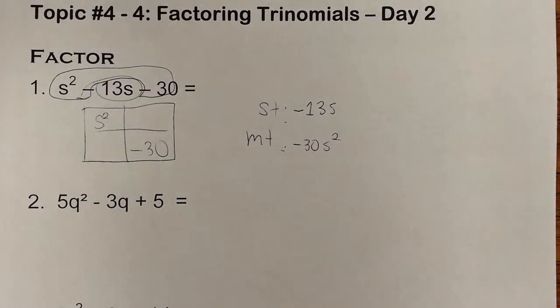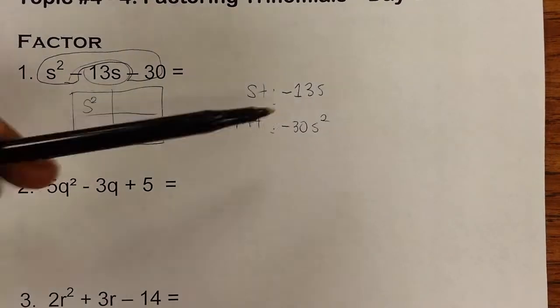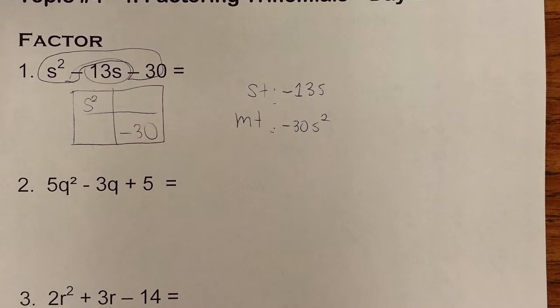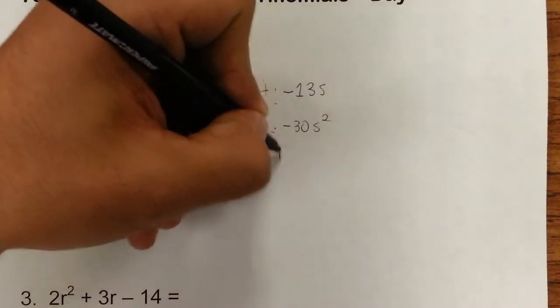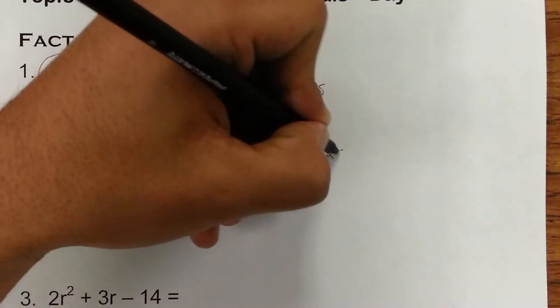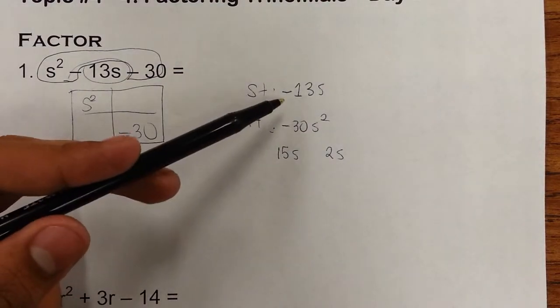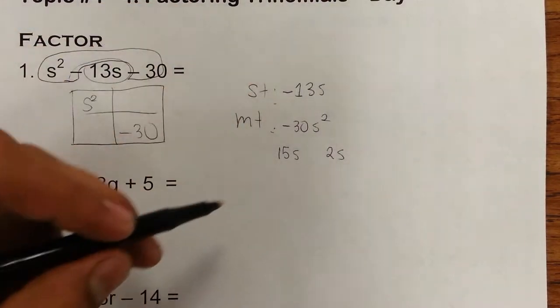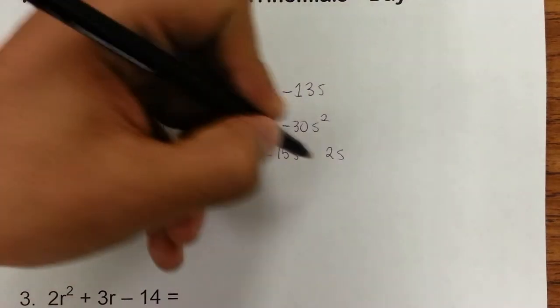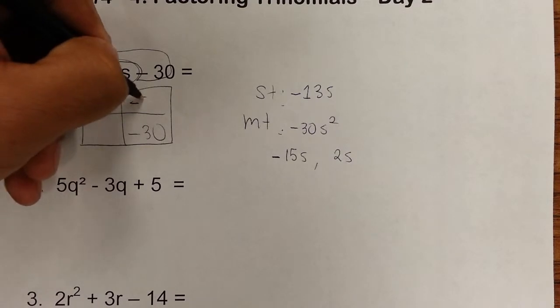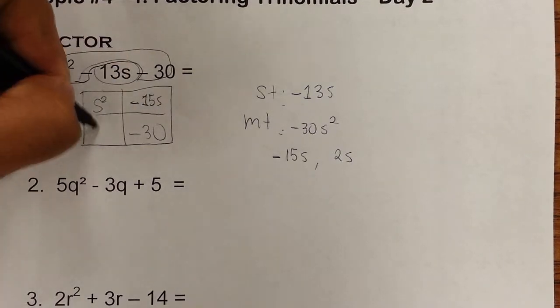So we need to think of two numbers that are going to have a difference of 13 that multiply out to 30. In this case, we can work out with a 15 and 2. We've got a 15s and a 2s. They have a difference of 13. We want a negative sum, so we're going to want the larger expression to be negative, so we need a negative 15s and a positive 2s. We can go ahead and fill in our box where we need to, the negative 15s and the 2s.